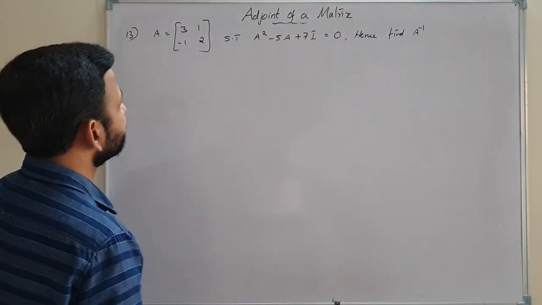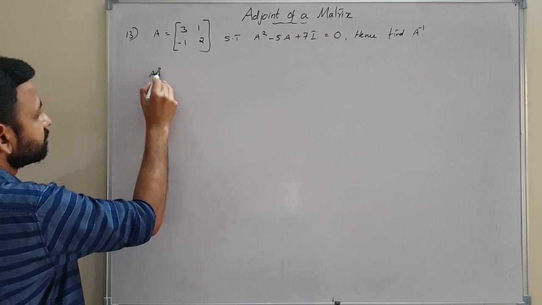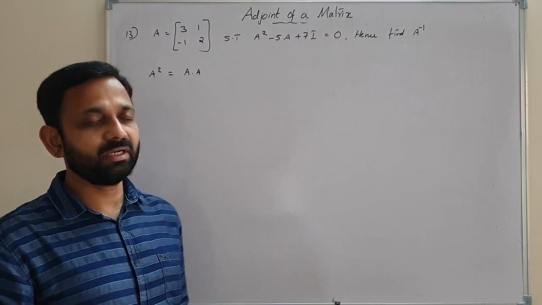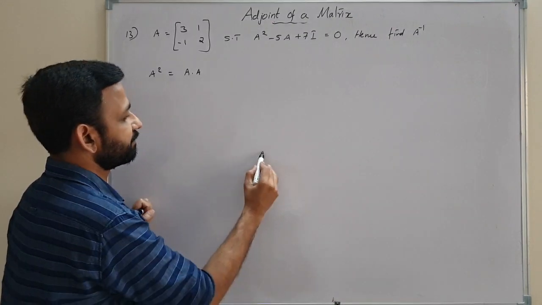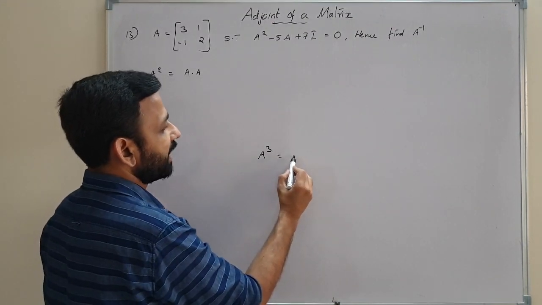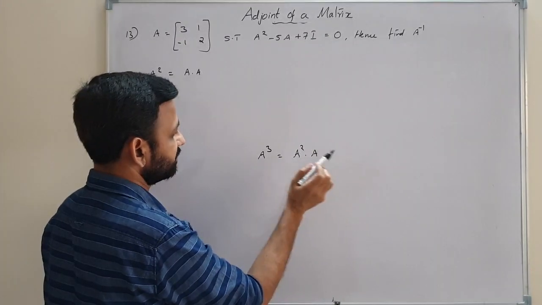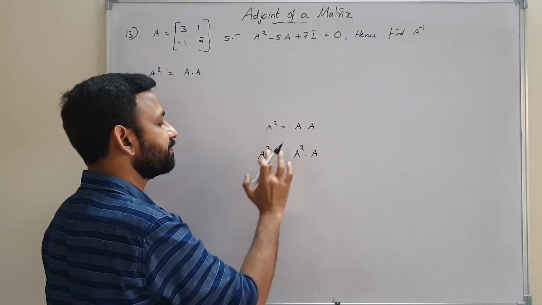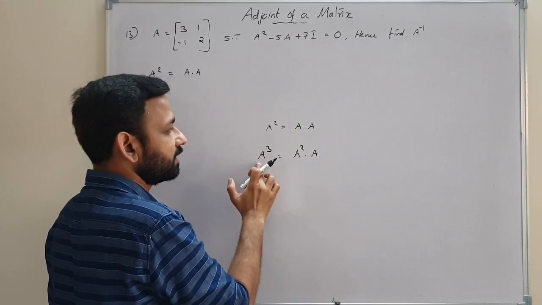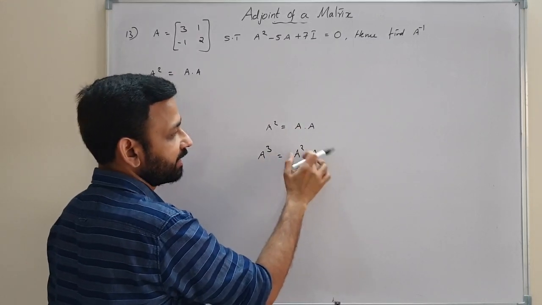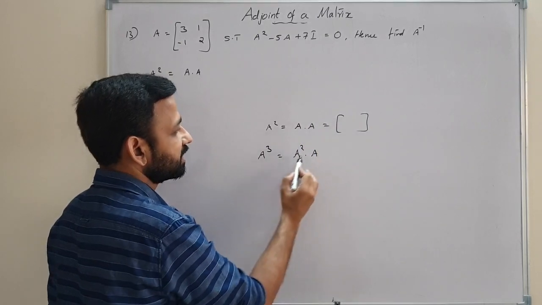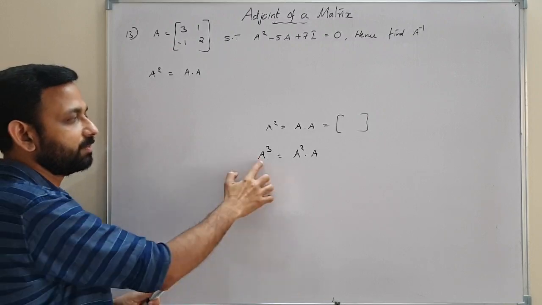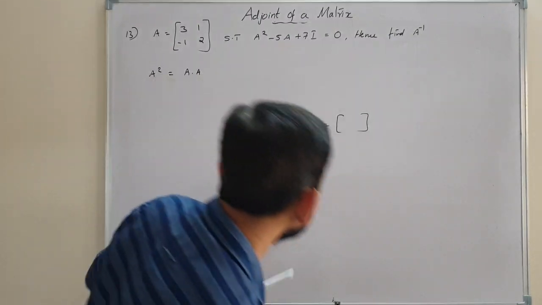So first we will find A square. A square is A into A. In some questions, A cube we need to find. A cube is actually A square into A. So first we will find A square, A into A. Then if you want to find A cube, it is A square into A. We will get one matrix here, that matrix into A. So in some questions where we need to find A cube, we will find it this way.